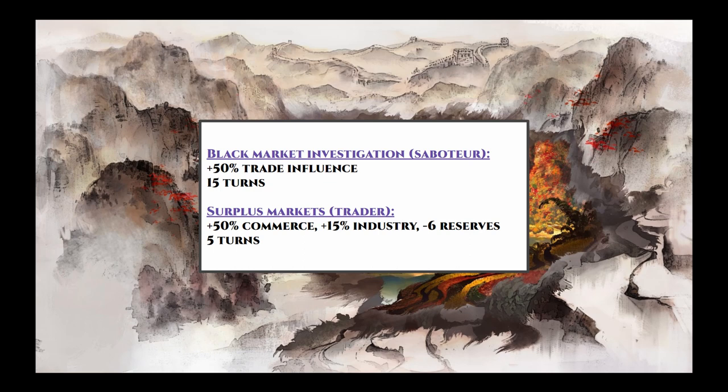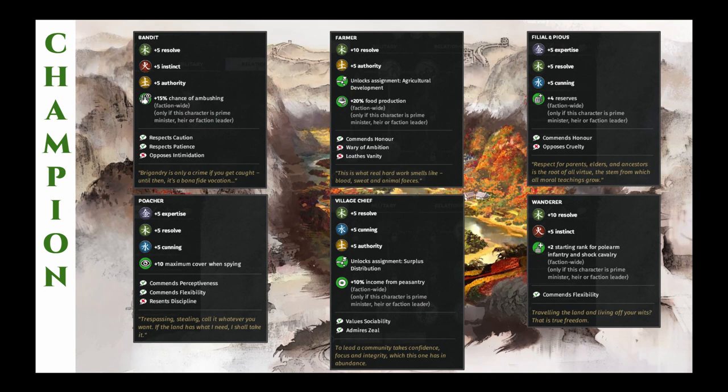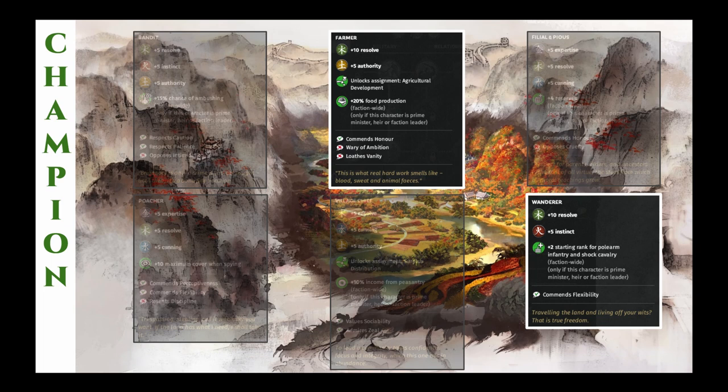Next, we move on to the sixth background from the champion class, and they are bandit, farmer, filial and pious, procher, village chief, and wanderer. Once again, we'll highlight the backgrounds with the most resolve stat, which are the farmer and the wanderer, as they both increase resolve by 10 points instead of 5. Since the champions are your go-to generals that excel in dueling, extra resolve points provide extra health points for them.